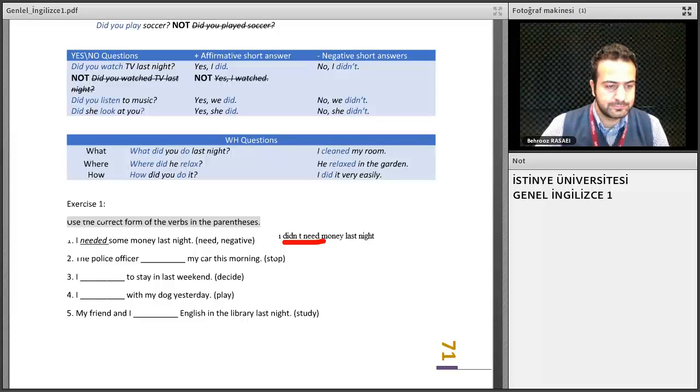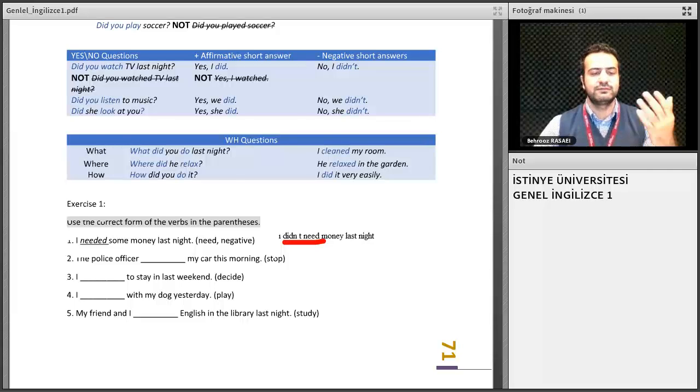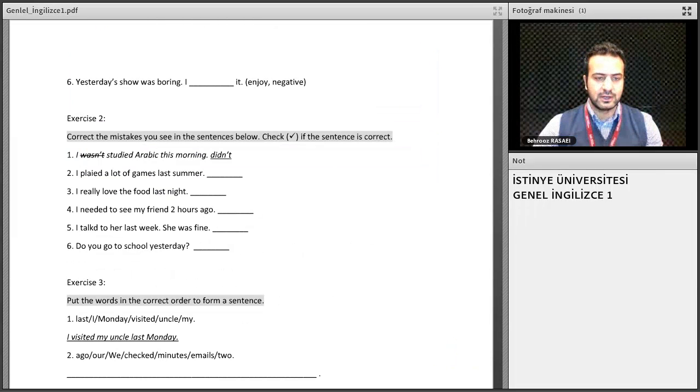So for number 2, number 3, number 4, and number 5, you need to do it. So let's go down. And this is the same for number 6. Yesterday's show was boring. I, negative 4. And after that, the rest of the sentence.